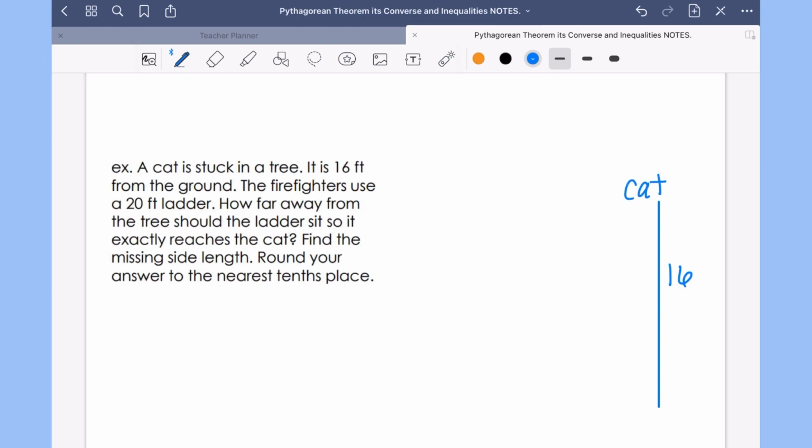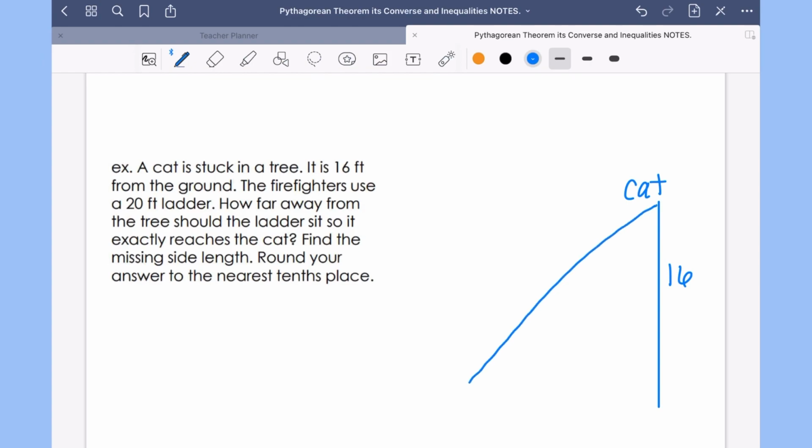If you were in class today, then you saw my picture, but I didn't draw it. It says the firefighters are going to use a 20-foot ladder, and they want to know how far away from the tree the ladder should sit so it exactly reaches the cat. Oh my God. No, I don't know how to read. Find the missing side length.